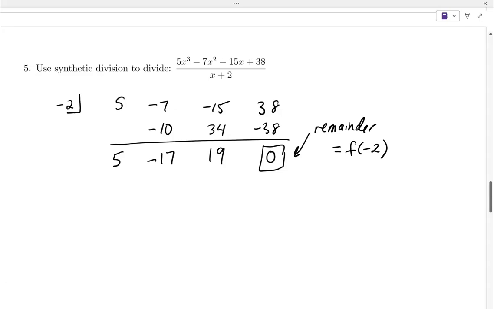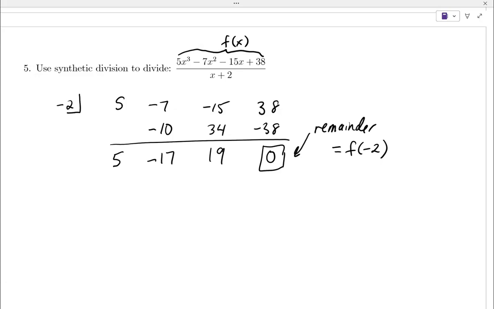If f of x is my numerator, if you put -2 into the top, you get 0. You can check to make sure that you really do get 0. You get -40, and then plus 30, so that'll give you a negative 10, and then plus the 38 gives you positive 28, and over here you'll get negative 28. They'll cancel, so you really do get 0.